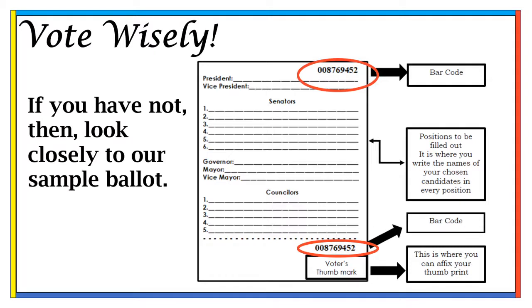So here is another example. Vote wisely. If you have not, then look closely at our sample ballot. The red circle contains the barcode. The second contains the positions to be filled out. It is where you write the names of your chosen candidates in every position. Next is where you can affix your thumbprint. This is an example of a ballot which is used in voting.